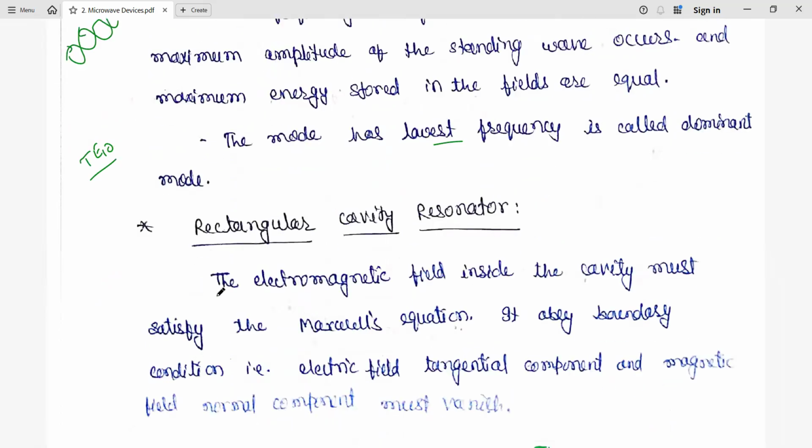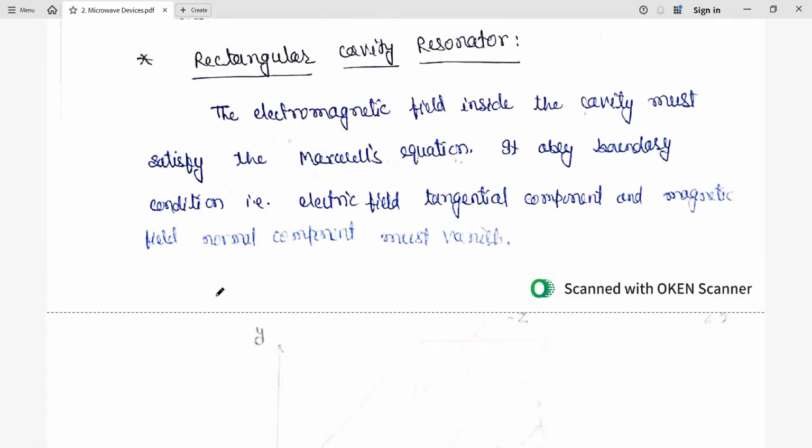Now, in the case of the rectangular cavity, the fields inside must satisfy Maxwell's equations. We have different Maxwell equations in differential form as well as integral form. It must also satisfy the boundary conditions, like the electrostatic and magnetostatic boundary conditions. Here also we have tangential components and normal components. The situation is that the tangential components of the electric field and the normal component of the magnetic field should vanish.